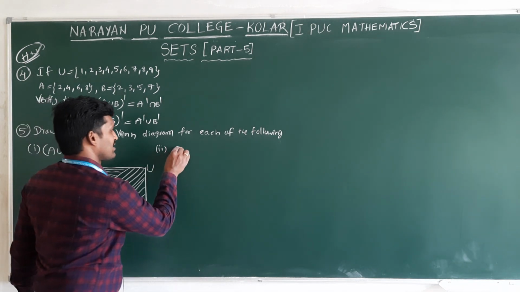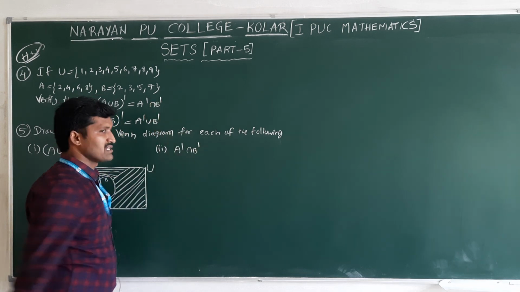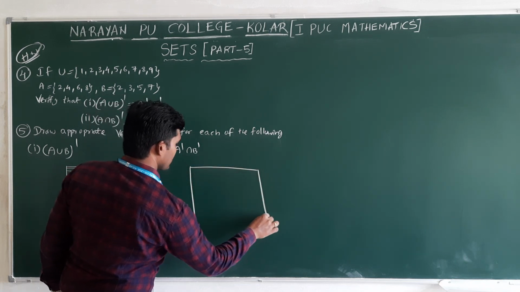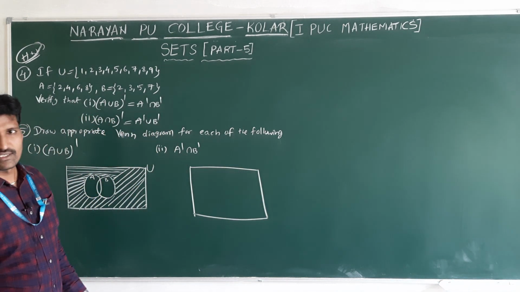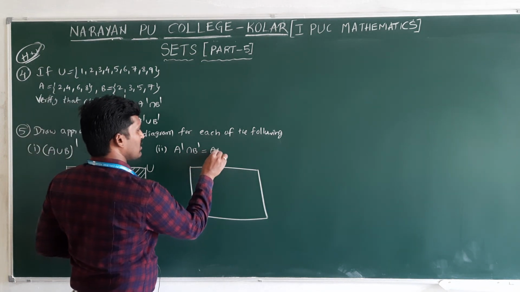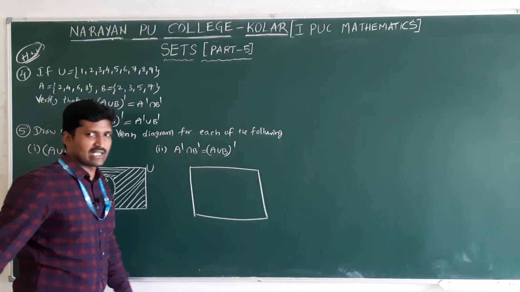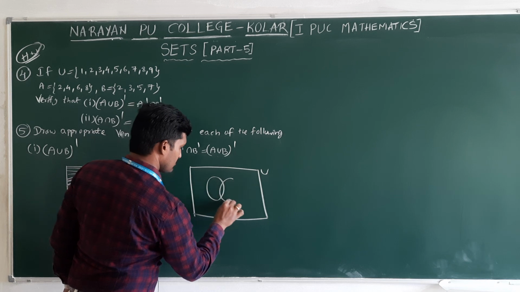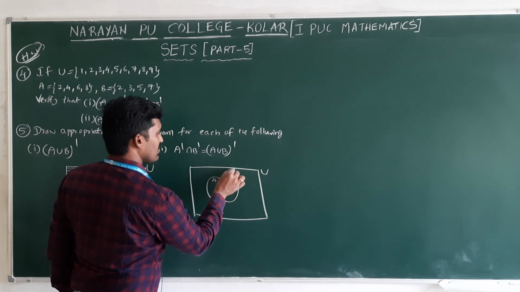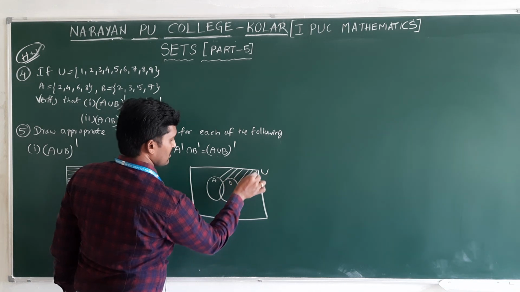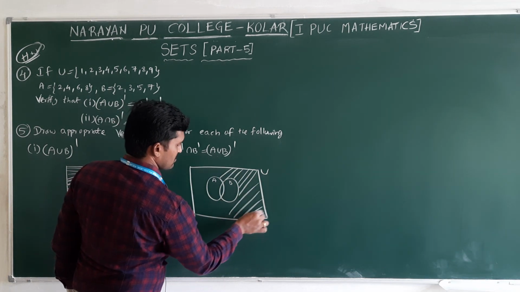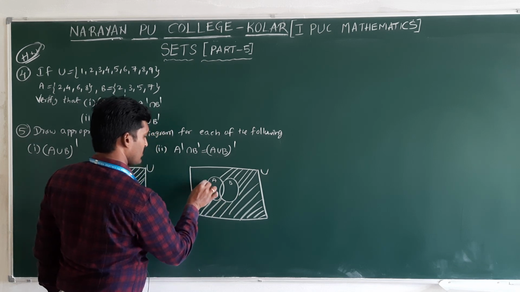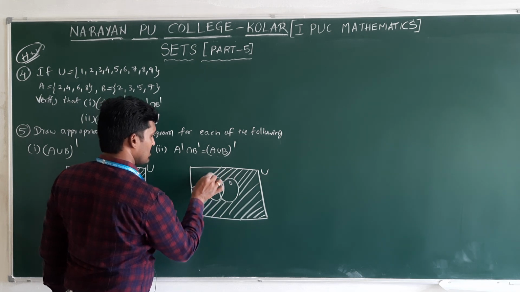A dash intersection B dash. Same thing you will get, because A dash intersection B dash is A union B whole dash. Same thing only, same diagram. This is A, B. The shaded part is the required one. Which part we are shading, that is the required one.